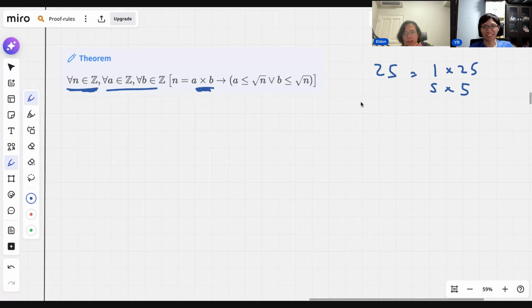Anyway, right? So what we're trying to say is that no matter the way that you factor it, right? In other words, all possible ways to factor 25, there will be at least one number that is less than or equal to square root of 25, which happens to be 5, right?